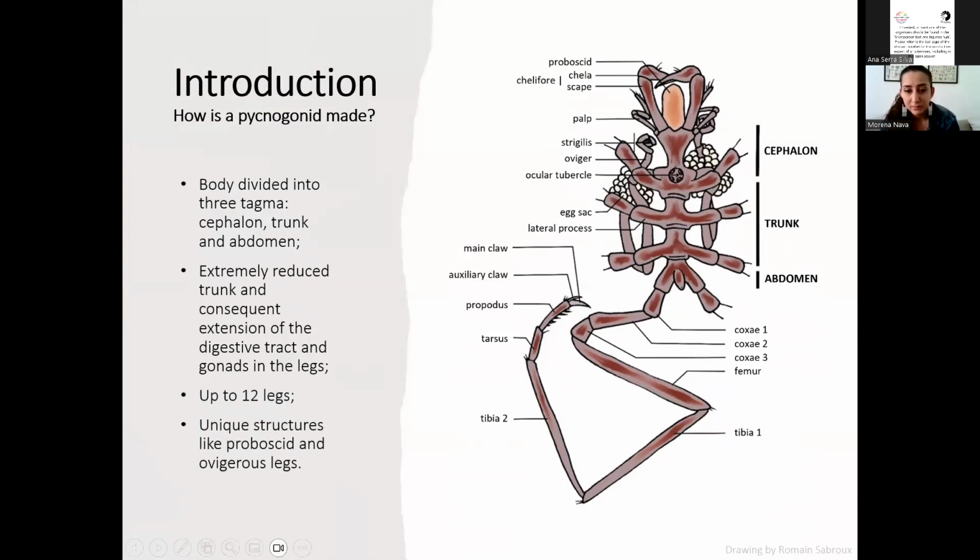And we also have some structures like the proboscis that you can see here, and the oviducts that are unique in the animal kingdom, because this is a kind of structure used to feed on prey. And the oviducts are cephalic appendages that are used by the males to bring the offsprings.